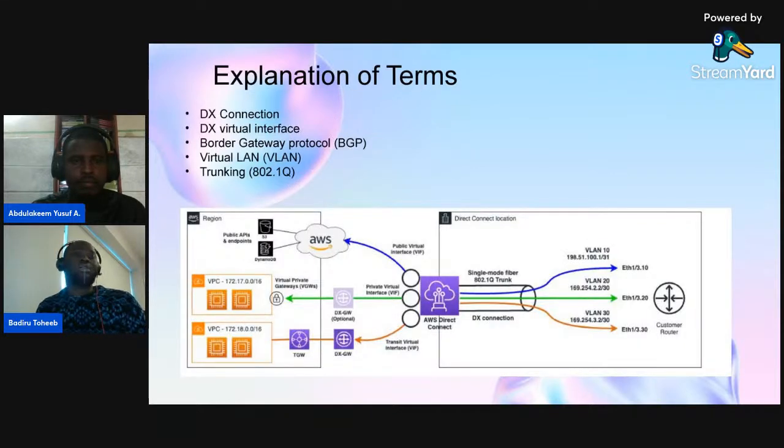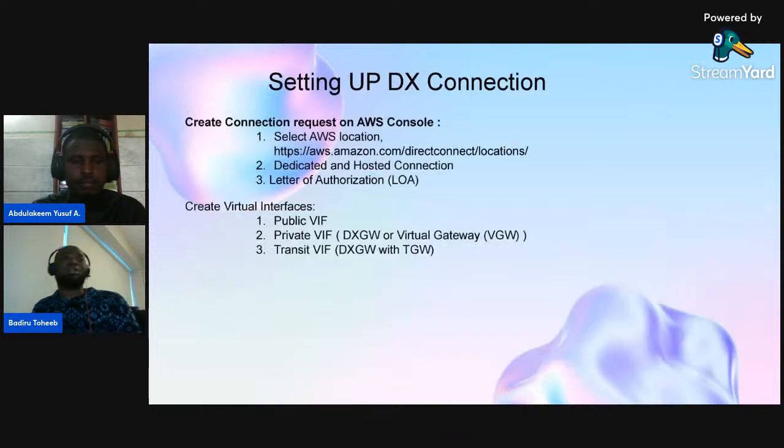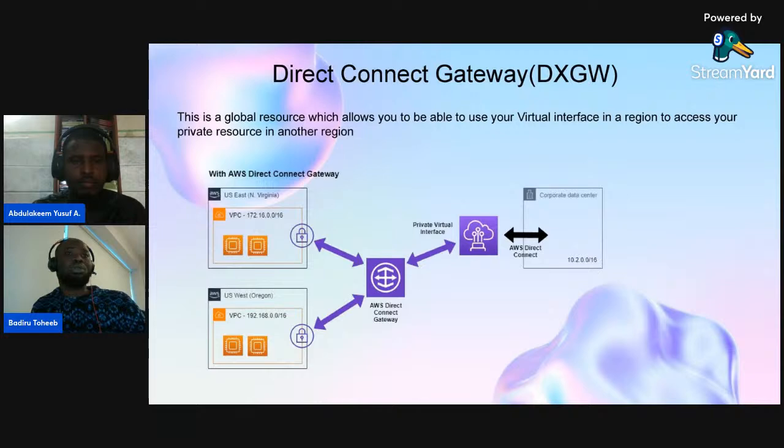Now that you understand the components involved in AWS Direct Connect, the question right now is, how can I set up AWS Direct Connect? The first thing you need to do is create a connection request on your AWS console. How do we do this? You log into your AWS console and search for Direct Connect. Once you search for Direct Connect, the first thing you do is create a connection. When you are creating a connection, you are going to select an AWS location.